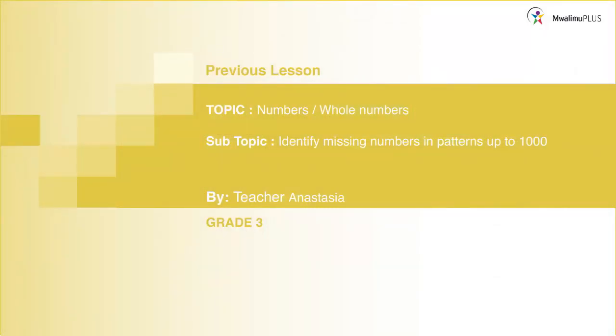Good. Now, before we learn today's lesson, we are going to remind ourselves what we learned in our previous lesson. Do you remember what we learned about? Oh yes, we learned about numbers, whole numbers, and we were identifying missing numbers in patterns up to 1000. Remember, we learned how to count numbers up to 1000, and we were able to identify the missing numbers. I gave you some work to do. Yes, we were supposed to look for these two missing numbers and fill them there, isn't it?